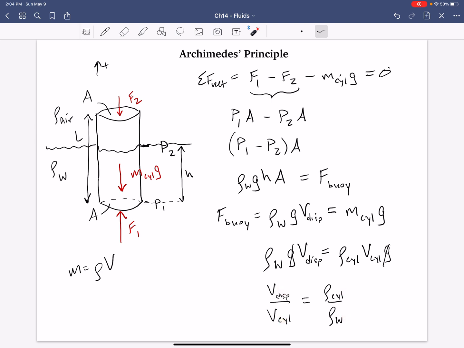All right, this will come into play on the next example, but in this video, the big thing was that the buoyant force is simply equal to rho g V of the fluid displaced. Okay? So there you go.